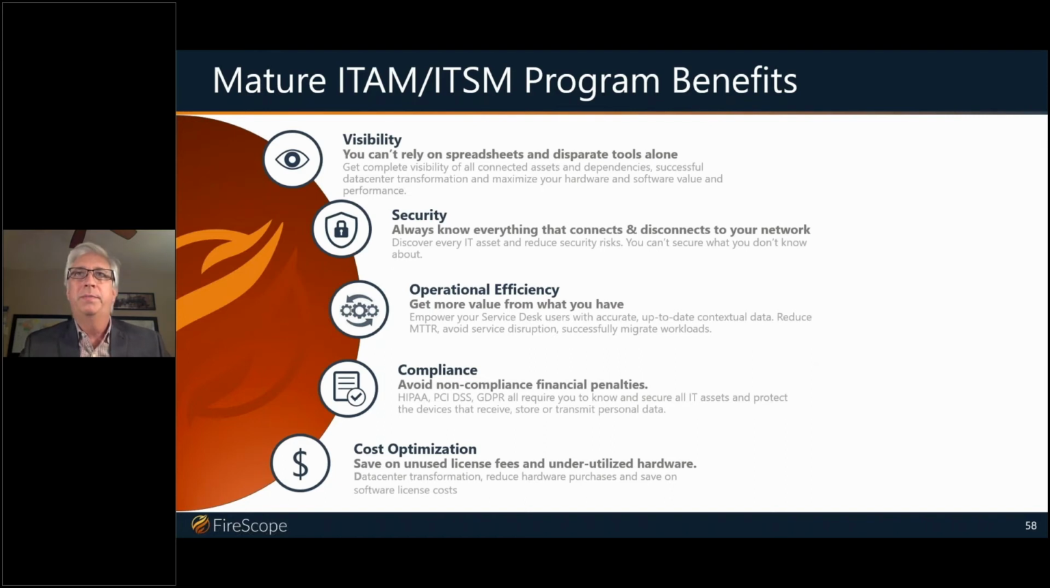So what benefits does a mature IT asset management and service management program provide? So you get complete visibility, right? Your spreadsheets, your multiple documents, your disparate tools, they're not the answer. Visibility begins with persistent discovery that can see beyond the firewalls and the network segments, right? You can't secure what you can't see. So you've got to have a very robust discovery tool.